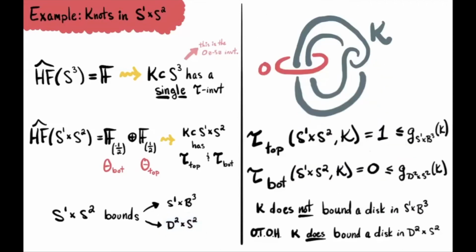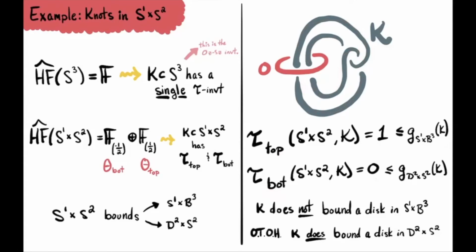Okay, so here I've drawn a picture of a knot in S1 cross S2. This is a 0-frame 2-handle. So the 3-manifold indicated here is S1 cross S2, and this is my knot sitting in there. If you calculate, it's not so hard to calculate the tau invariant for this particular knot. And if you calculate tau top, you get 1. On the other hand, if you calculate tau bottom, you get 0.